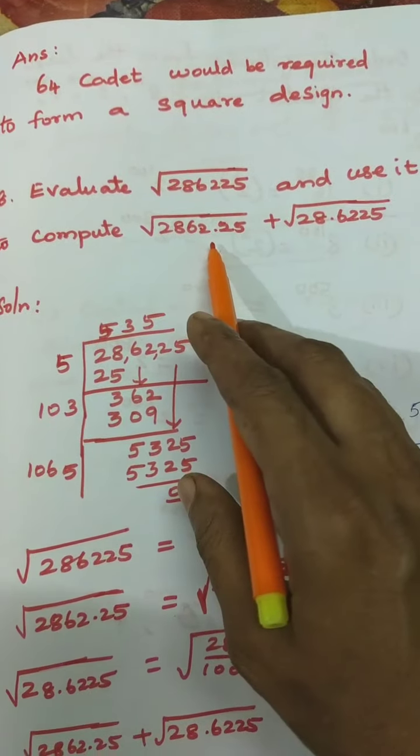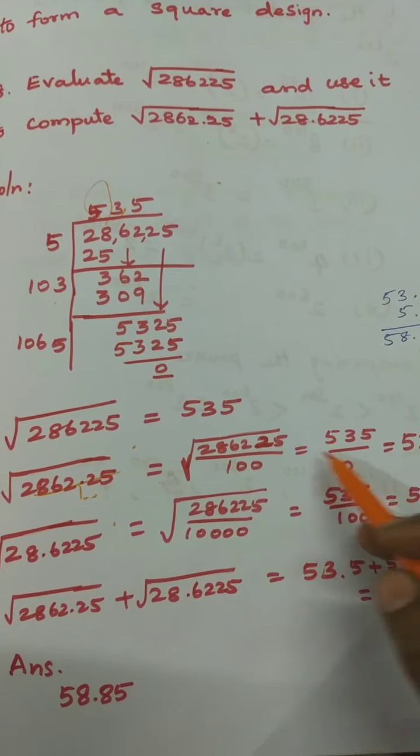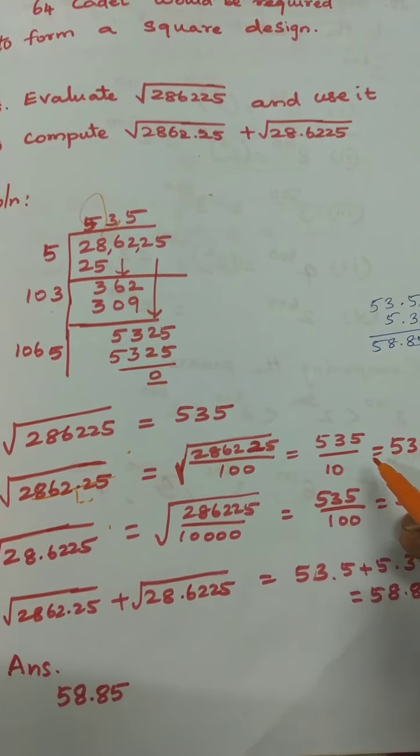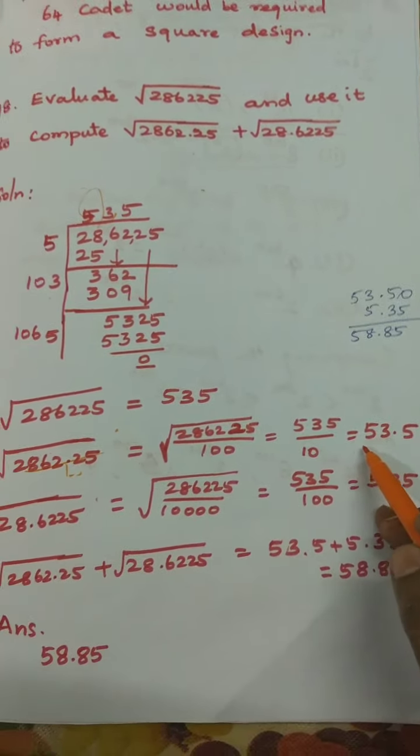For 2 decimal places, you have to multiply both numerator and denominator by 100, since the denominator is 1. So it will come like this. 100 means 10 square. You can take 10 outside. Here this is 535, so 53.5.